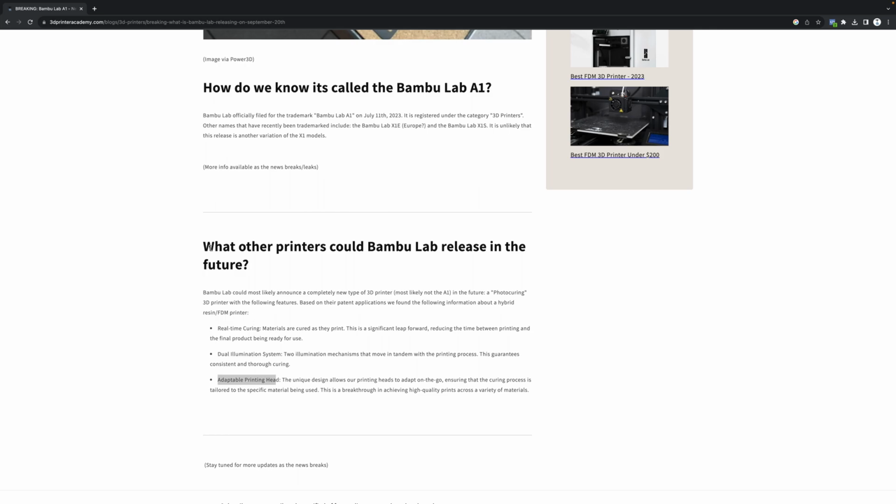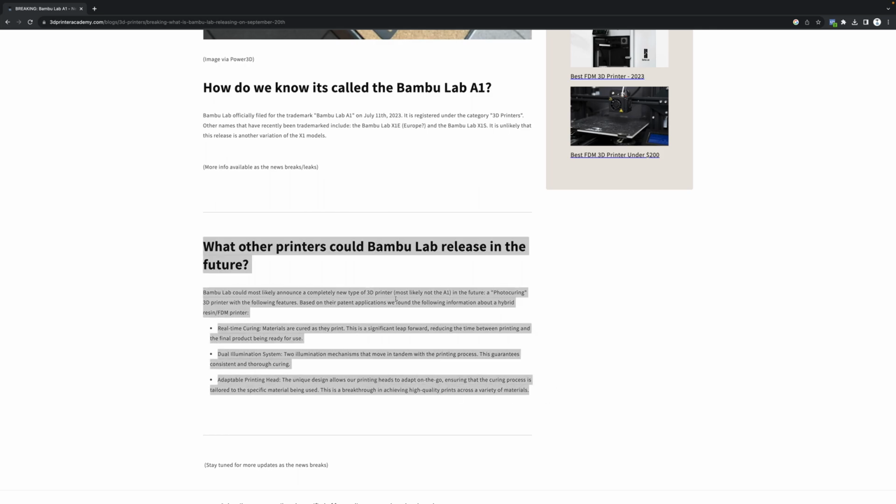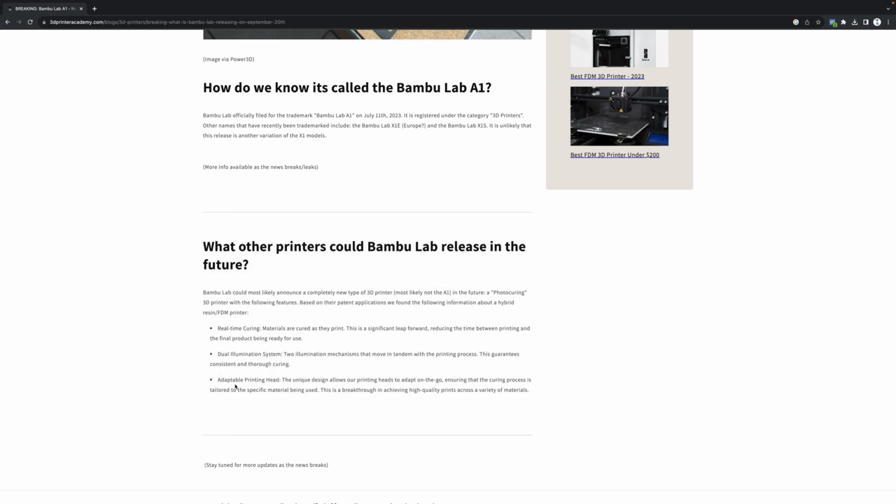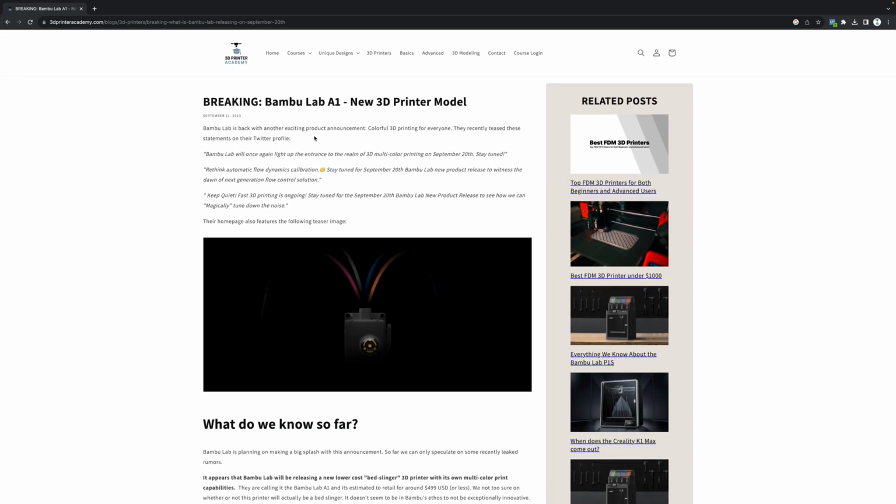So once again, all this is separate from the new release. This is far in the future, or maybe it will never happen. We're not sure, but this would be amazing. So the adaptable print head basically means you could swap out the print head for different materials. So that's all we have right now on the Bambu Lab A1.